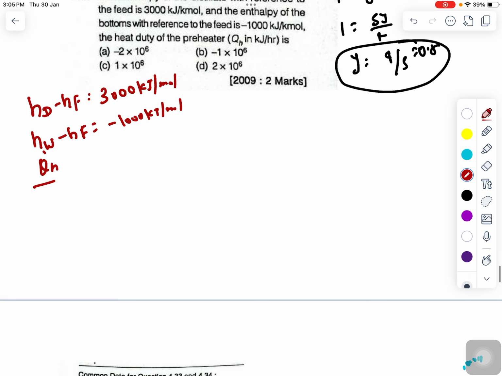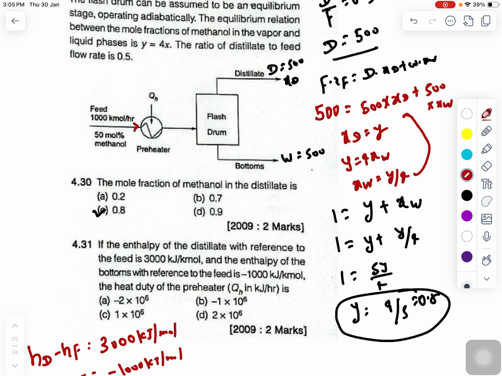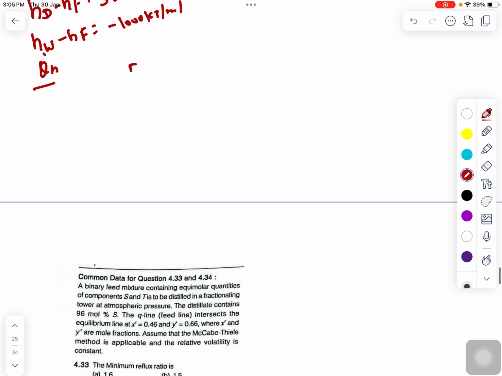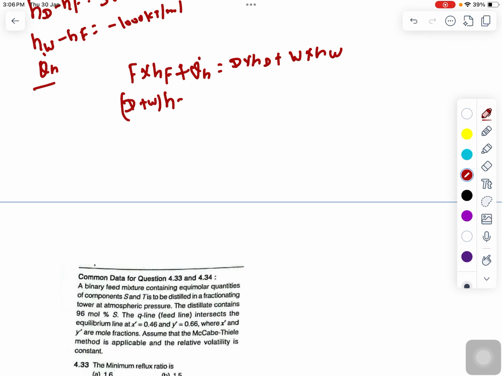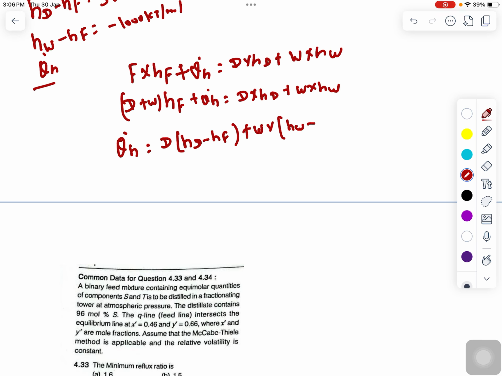So since the energy is entering this distillation column due to feed, and this one is coming out, can I say that F multiplied with HF plus Q dot H is equal to D into HD plus W into HW. So F can be written as D plus W into HF, plus obviously Q dot H, equals D multiplied with HD plus W multiplied with HW. So again I can write Q dot H as D into HD minus HF plus W multiplied with HW minus HF.